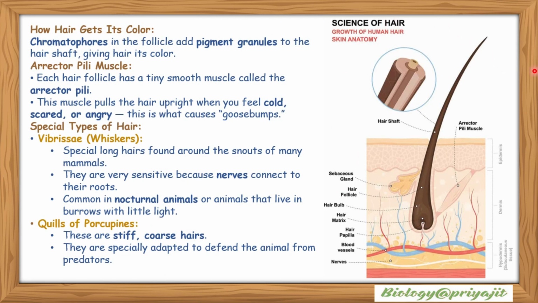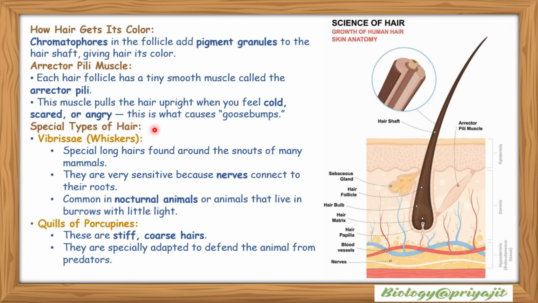This is the science of hair, growth of human hair, skin anatomy, how hair gets its color. Chromatophores in the follicle add pigment granules to the hair shaft, giving hair its color. Arrector pili muscle. Each hair follicle has a tiny smooth muscle called the arrector pili. This muscle pulls the hair upright when you feel cold, scared or angry. This is what causes goosebumps.